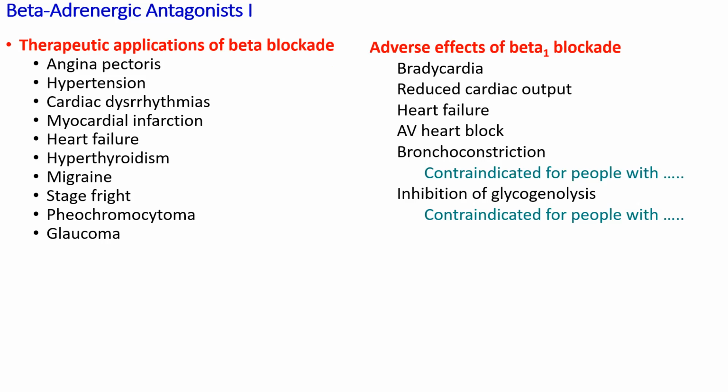Bronchoconstriction. So beta blockers are contraindicated for people with asthma or COPD because they result in bronchoconstriction. So it shouldn't be prescribed in patients with asthma or COPD.